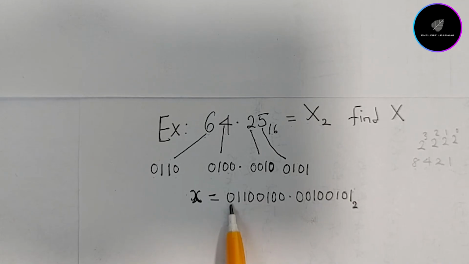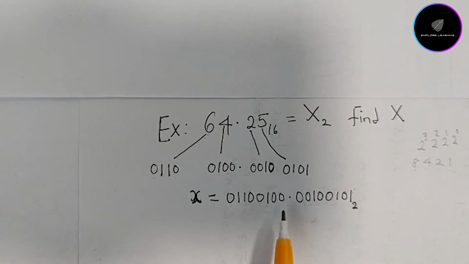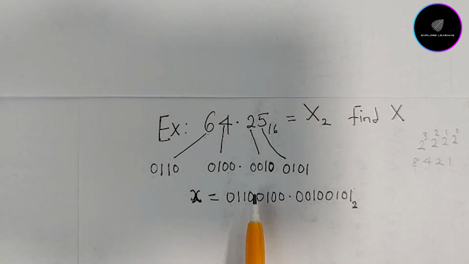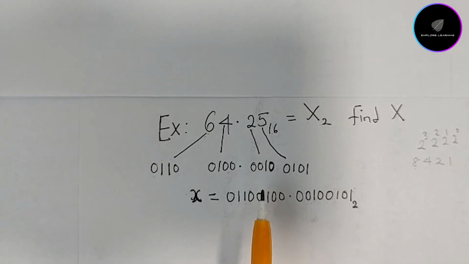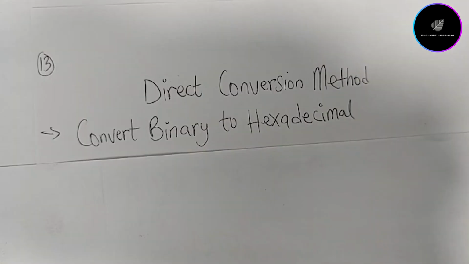Now put all of these values together. X is going to be 0110 0100 dot 0010 0101 base 2. So this is how easy it is to use the direct conversion method to convert from one number system to another number system.